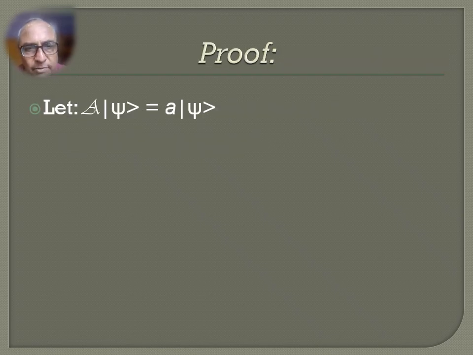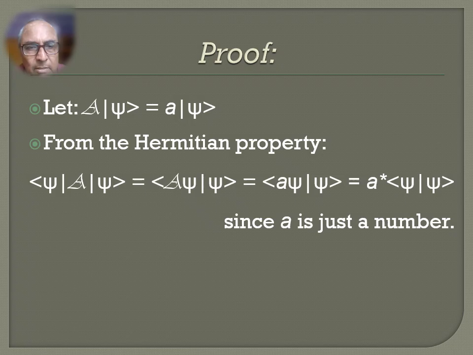Okay. To prove this, let A operating on psi ket be equal to small a times psi ket. From the Hermitian property, we get bra psi A psi ket is equal to bra A psi psi ket, which is equal to bra small a psi times psi ket. But remember, everything in the bra has to be complex conjugated, and a is just a number, so we can take it out of the integral or out of the brackets to give a star times bra psi psi ket.